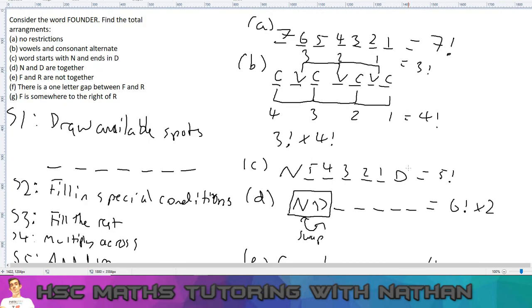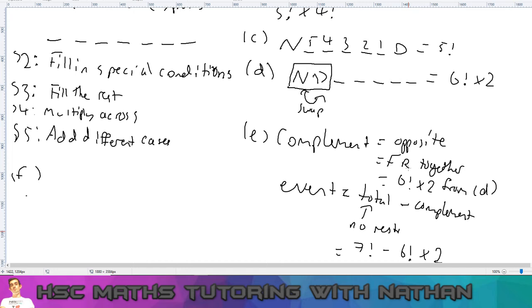For F, alright. There is 1 gap between F and R. So what's happening here in F is we are forced to have 1 gap between F and R. So the only way to force that is to treat F and R, with the gap between them, as one big letter. So that means we have 3 letters as one letter. So from 7 letters we now have just 5. So we've got 1, 2, 3, 4, 5 spots to fill.